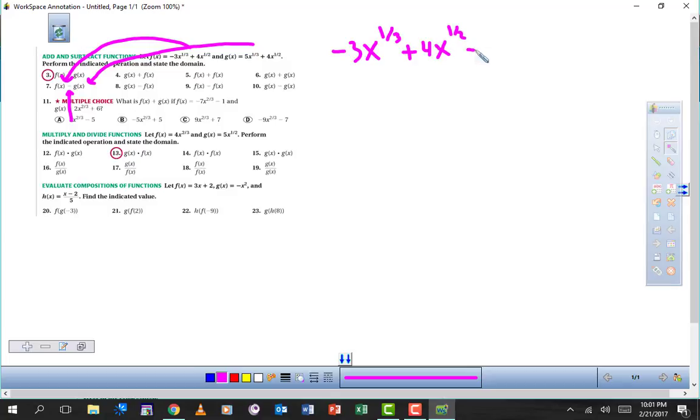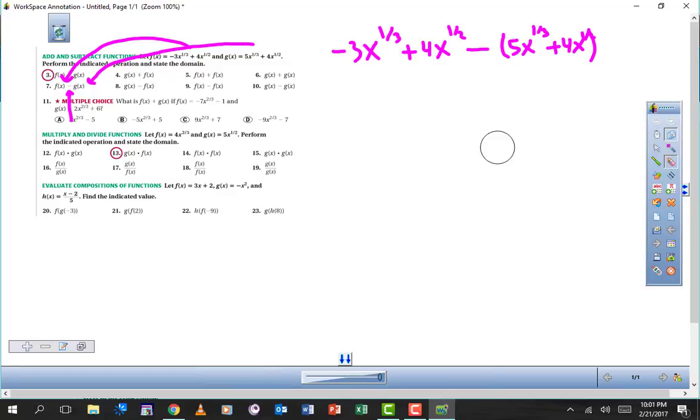And I recommend writing this negative right here and then put parentheses around g of x. So I'm going to put 5x to the 1/3 here, and then plus 4x to the 1/2 power. Alright, and what a lot of people do is they don't use the parentheses, and so they do something like this. They put that negative with just the first term here.